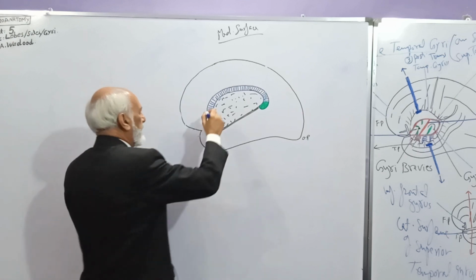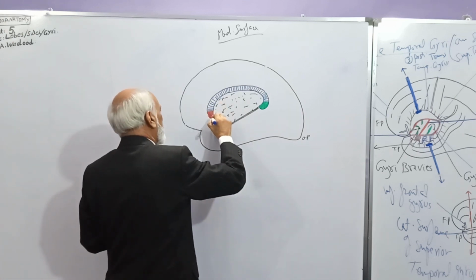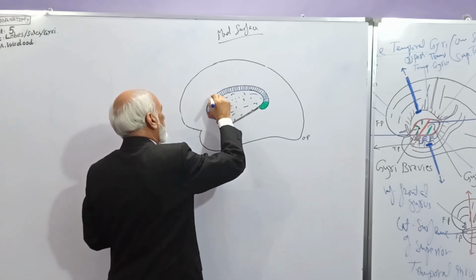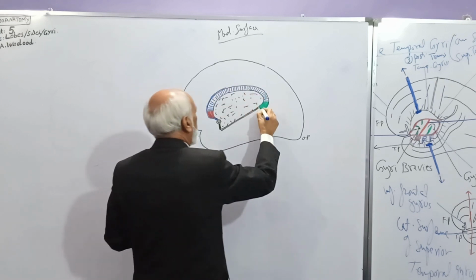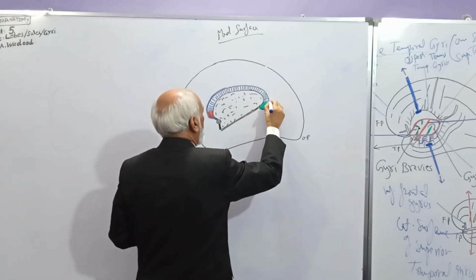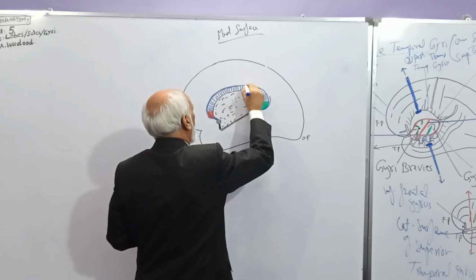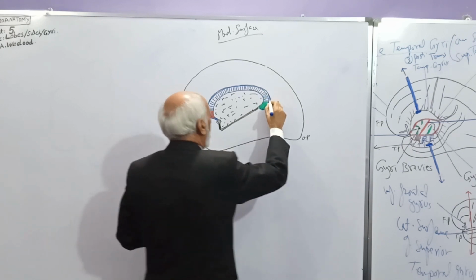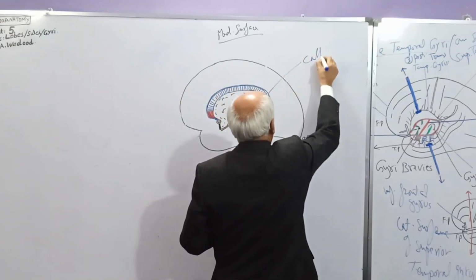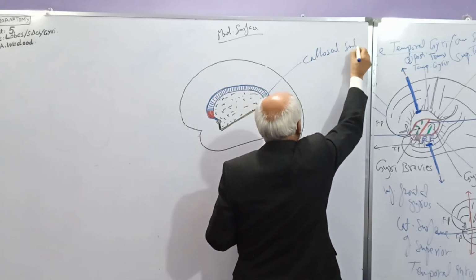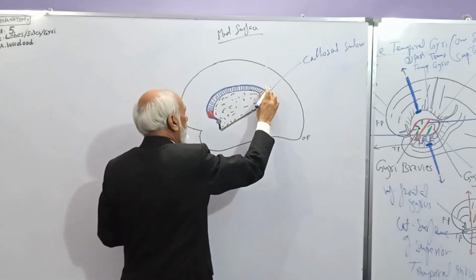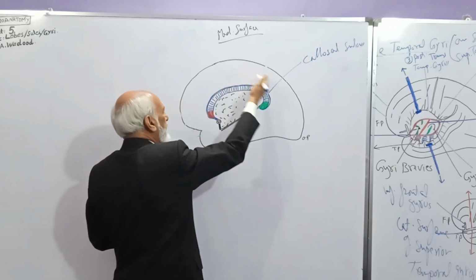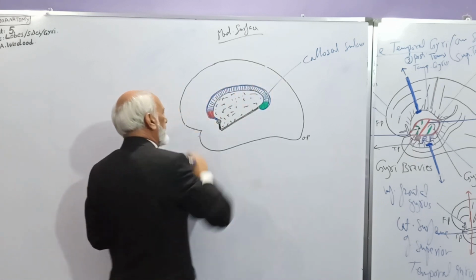Now, just outside the corpus callosum, there is a sulcus known as the callosal sulcus. Callosal sulcus. It separates the corpus callosum from the medial surface of the cerebral hemisphere, callosal sulcus.